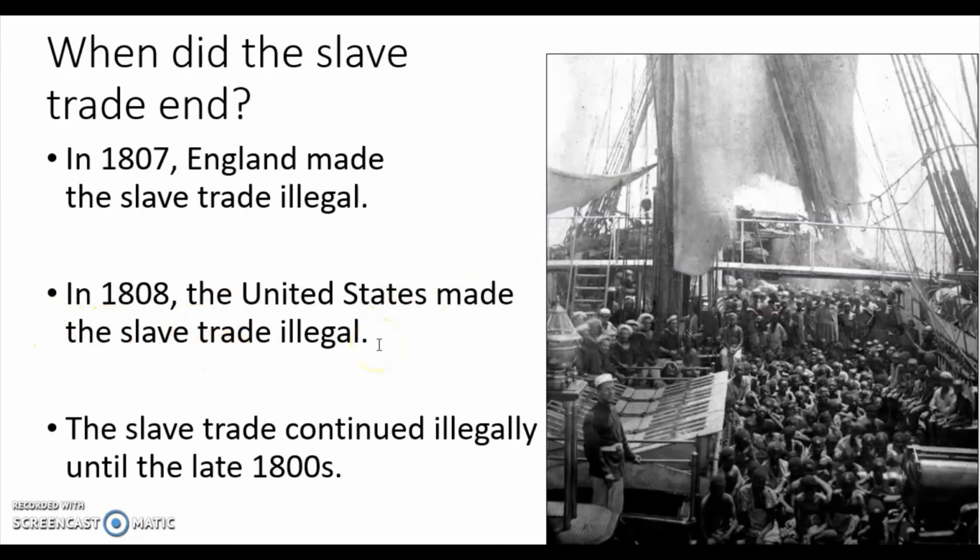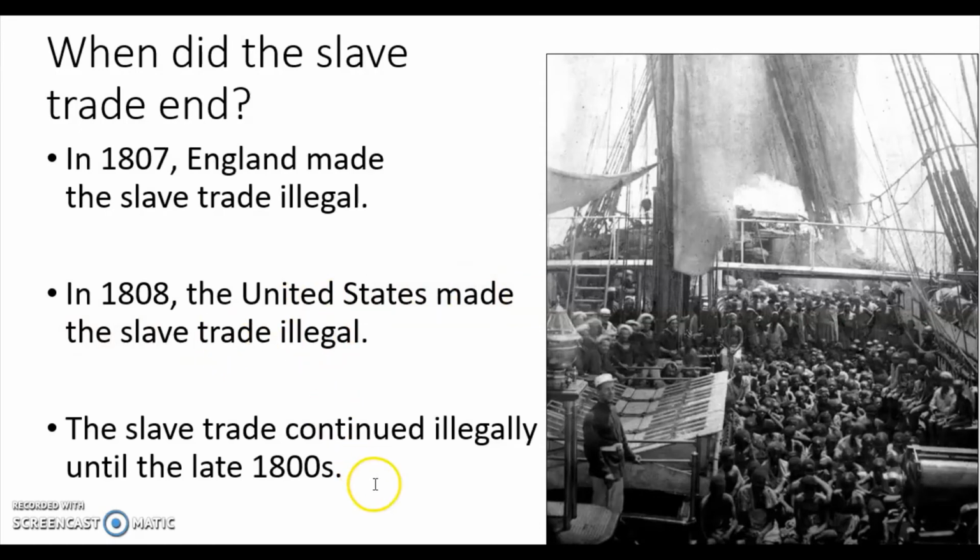Now, the colonies, remember the colonies? Later on, they said, oh, go away, England. We don't want you. We want to become our own country. We want to be the states. So in the 1800s, the states was its own country. It was no longer part of England. So in 1808, the United States made the slave trade illegal.